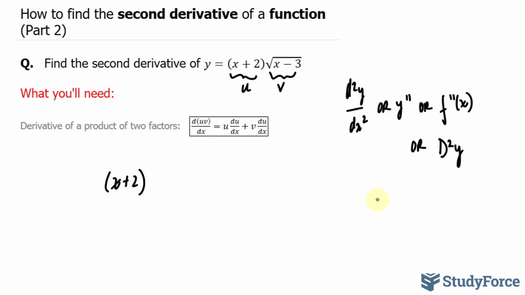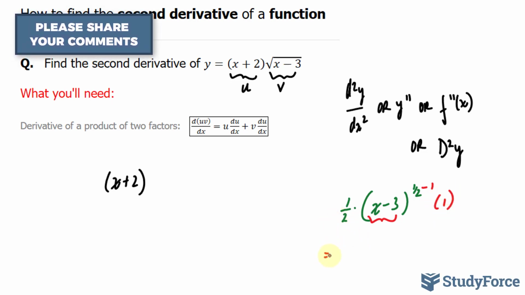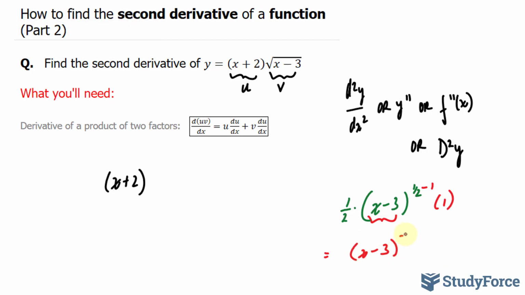X minus 3 square rooted is the same thing as x minus 3 to the power of half. To find the derivative here, we'll need to use the chain rule, where we take this 1 over 2, place it at the front, multiply it to the expression, and then subtract the exponent by 1, and then you find the derivative of x minus 3. The derivative of x minus 3 is simply 1. Simplifying this, we end up with x minus 3 to the power of negative 1 over 2, over 2.